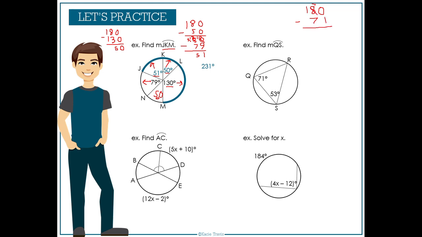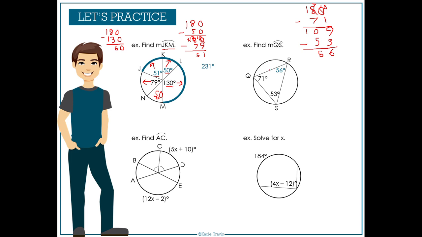That's going to give me a 10. This is going to be 109. Now from 109, we're going to subtract 53. So 109 minus 53 is going to give me 56. So this angle here, R, is 56.